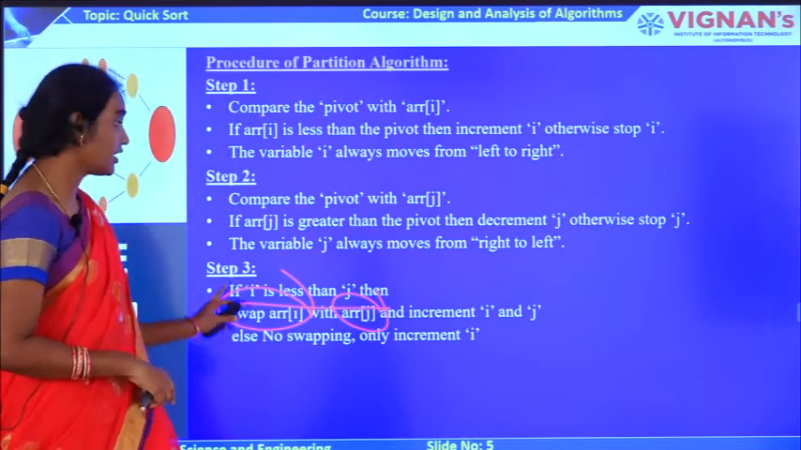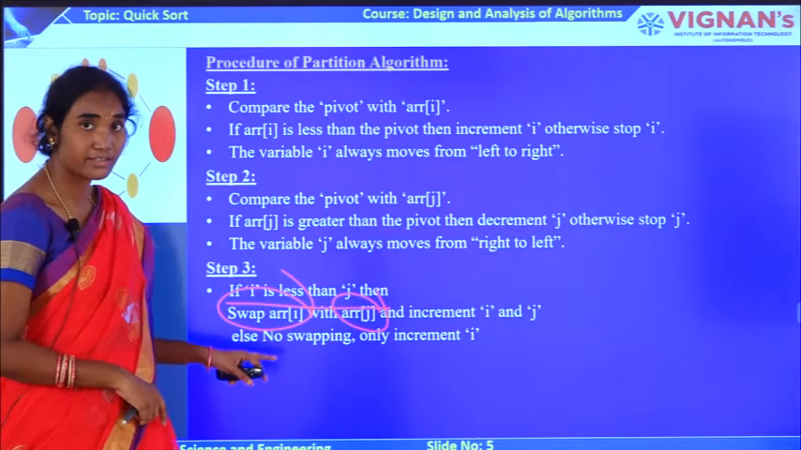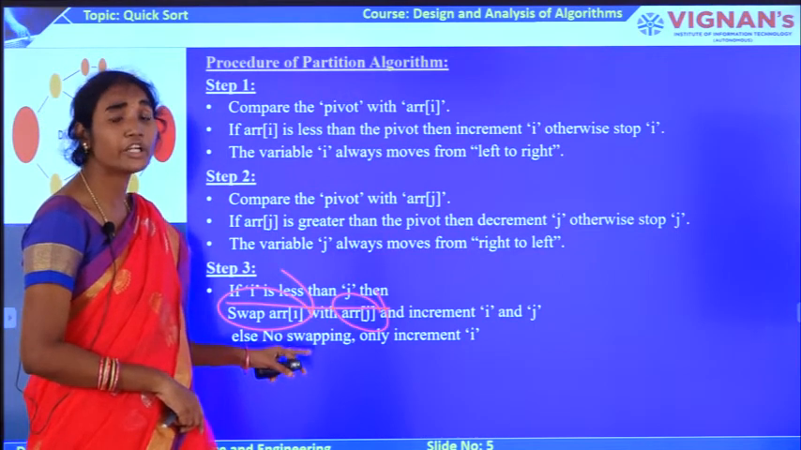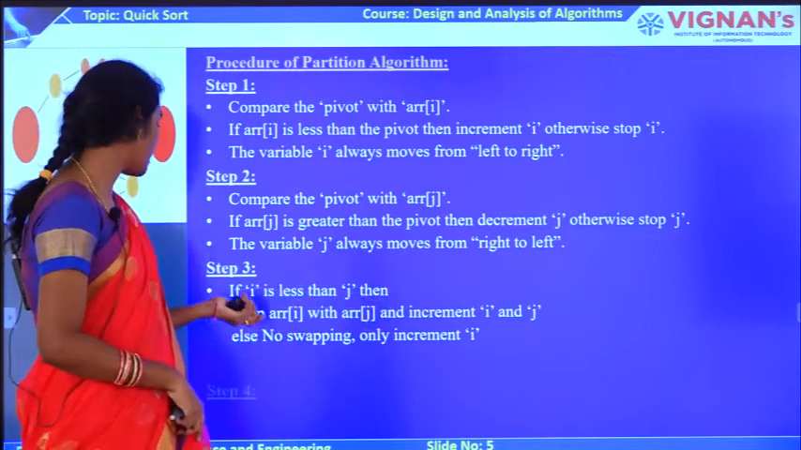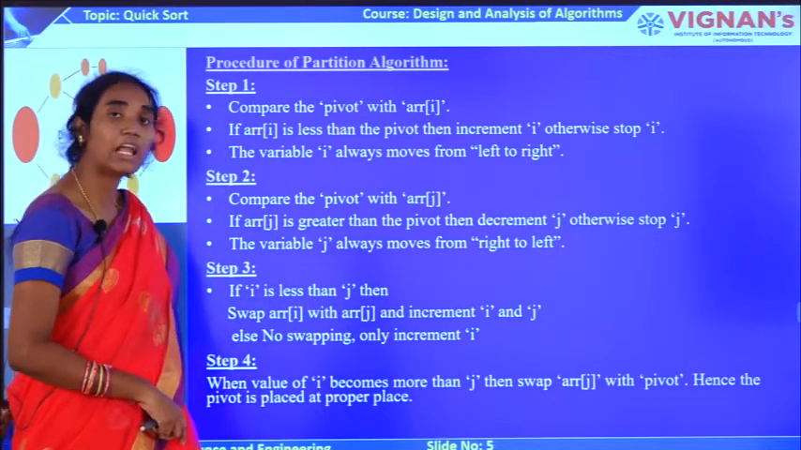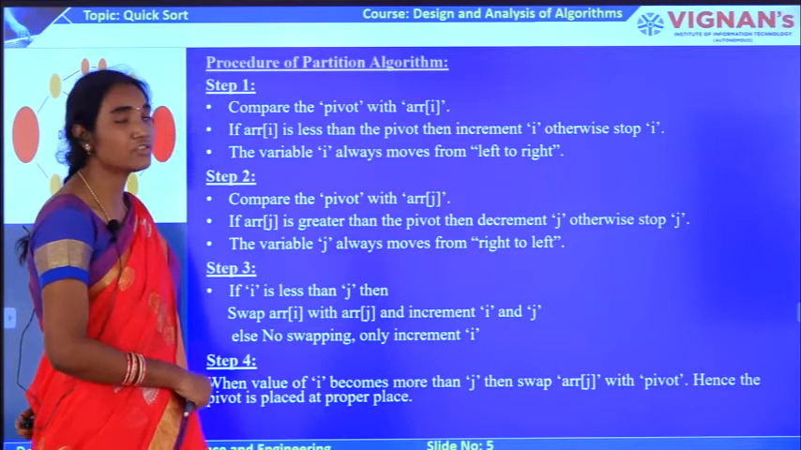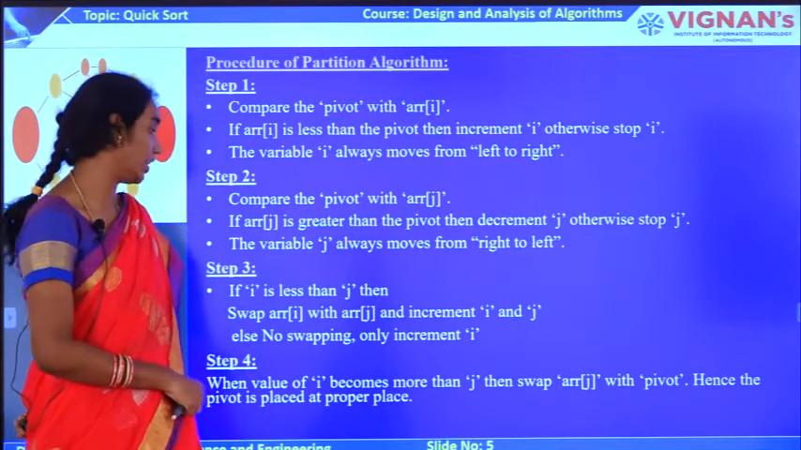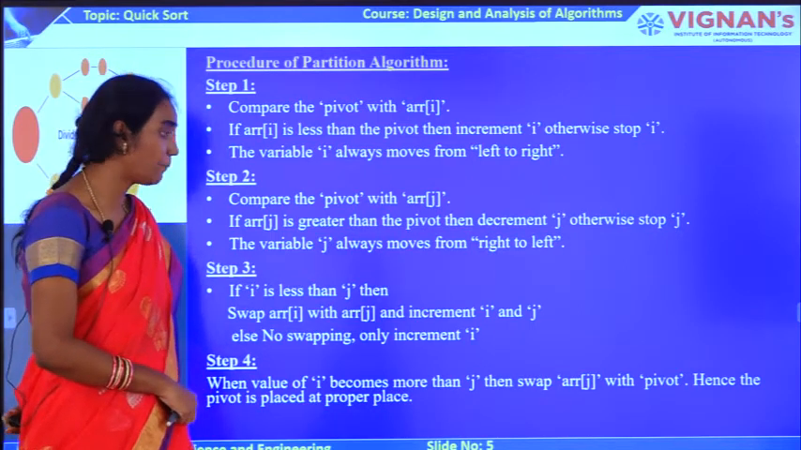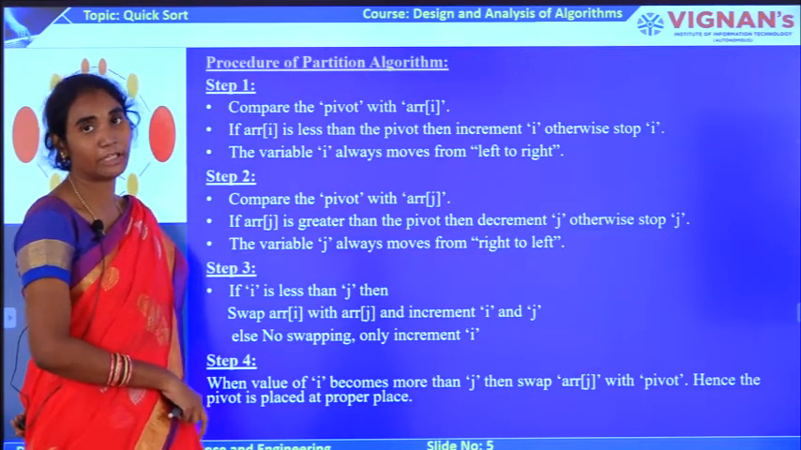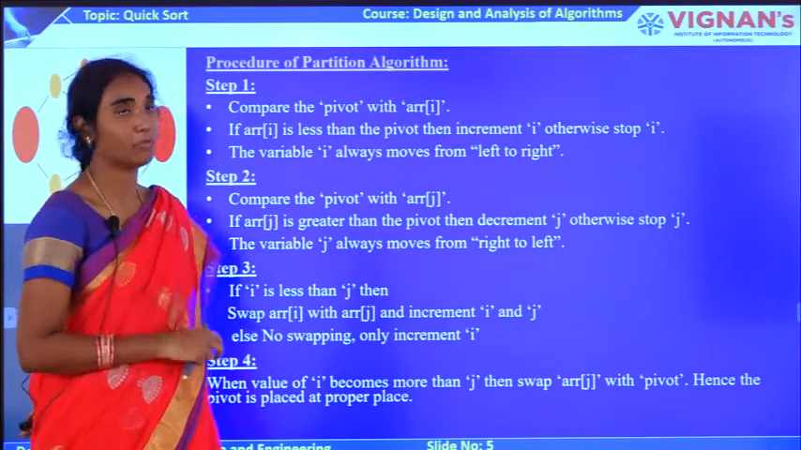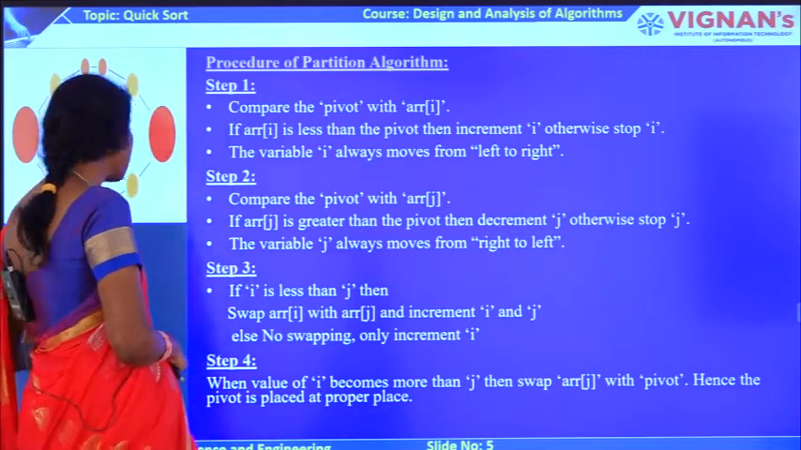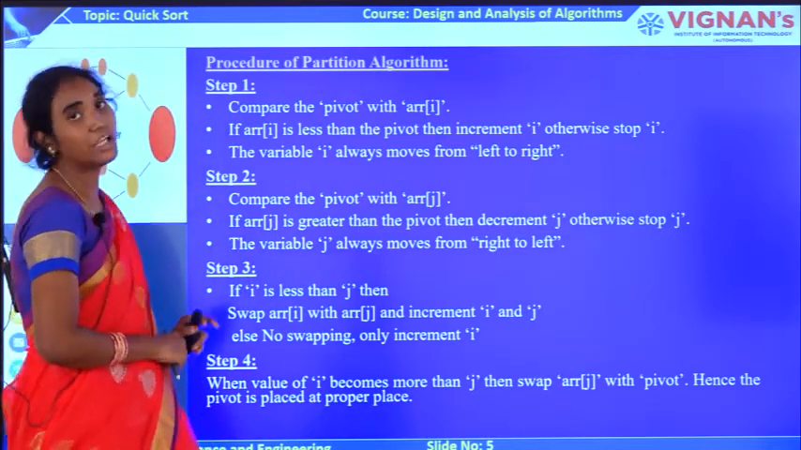And else, that is if i is not less than j, that is if i is greater than j, there is no need of any exchanging of A of i and A of j. Coming to step number 4. When variable i becomes more than j, that is when i is greater than j, in that case swap array of j with pivot element. Finally there is an exchange from array of j to pivot element. Hence the pivot is positioned at the correct place.